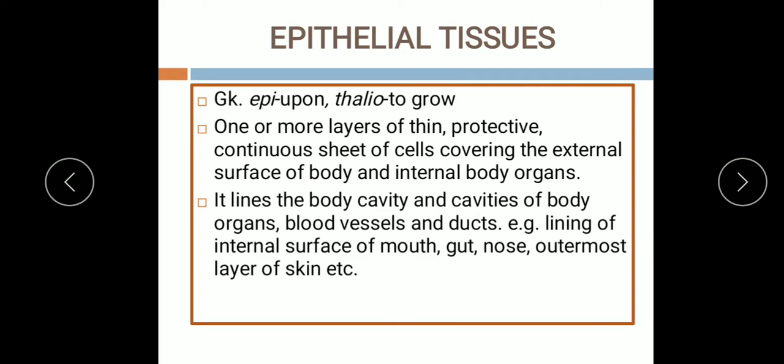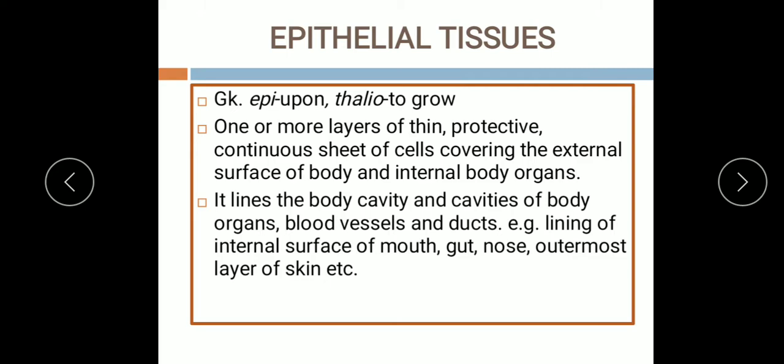Epithelial tissues are sensory in function also, like sensory epithelium. They help in sense, like in sense organs they are present, like skin, eye, ear, nose, and they receive the sensory stimuli. In this manner they are sensory in function, and they convey nerve impulses to the central nervous system.